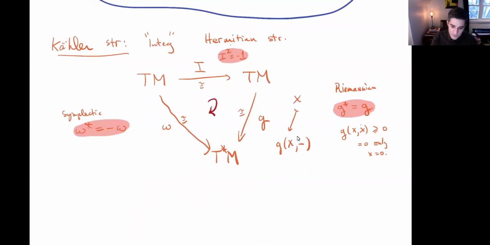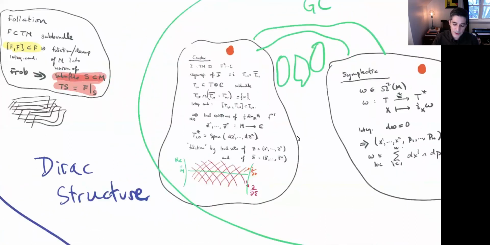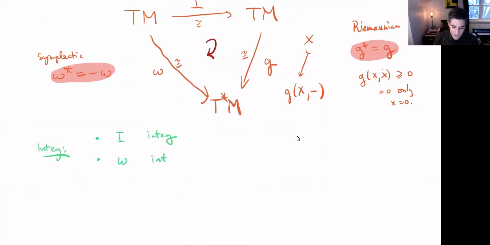What is integrability for this? What does integrability mean? Well, there are several integrability conditions you can require. You can look at I and require I to be integrable based on what we talked about before, this integrability in the foliation sense. We can have that omega is integrable. Okay, we can require both. That's another integrability condition. That's the Kähler integrability condition.